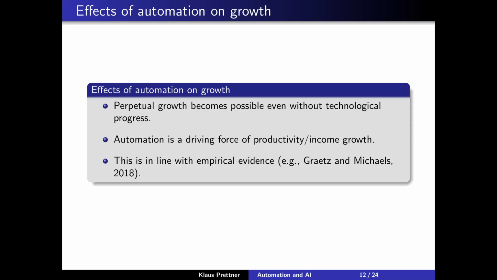And this prediction is in line with empirical evidence. Graetz and Michaels have shown that automation increases productivity and economic growth, and others have shown this as well. So indeed, automation would be a factor that increases overall what we can produce. So on average, it would have positive output and income effects. But that, of course, does not mean that everybody will benefit. That's what we will turn to next.